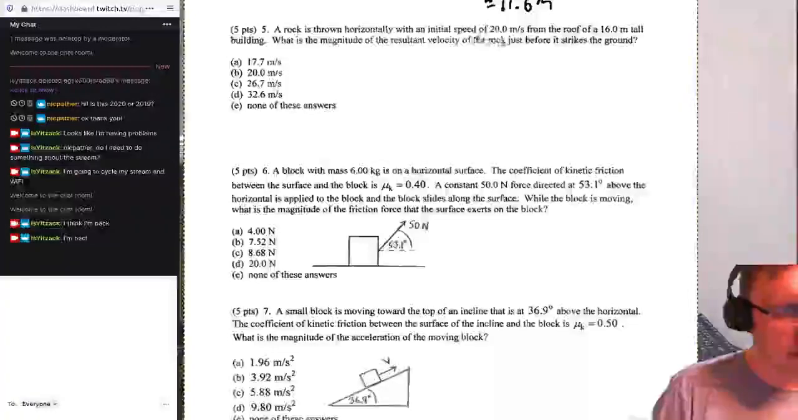A rock is thrown horizontally with an initial speed of 20 meters per second from a roof 16 meters tall of a building. What is the magnitude of the resulting velocity of the rock just before it strikes the ground?